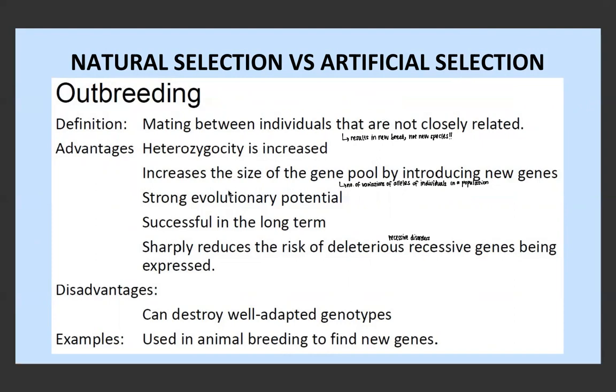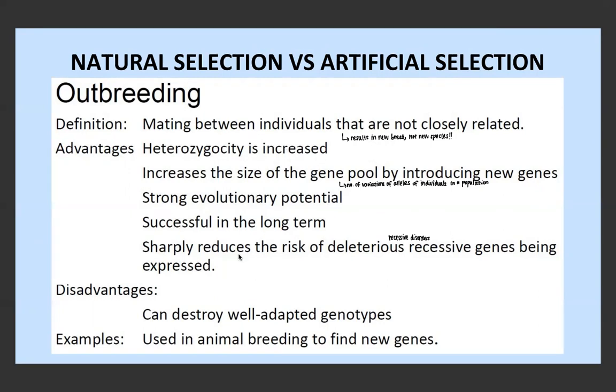Some of the advantages of outbreeding would be an increase in heterozygosity, so an increase in variation, an increase in the size of the gene pool because new genes are constantly introduced. There's a strong evolutionary potential, so it's more likely for evolution to occur, and this results in the species being a lot more successful in the long term because they're more likely to be adapted. And it sharply reduces the risk of deleterious recessive genes, so any recessive disorders being expressed. Obviously, these recessive genes may still be present in the population, but the organisms are more likely to be heterozygous than to be homozygous recessive.